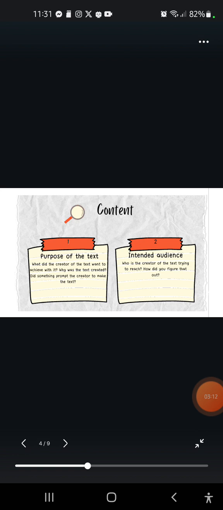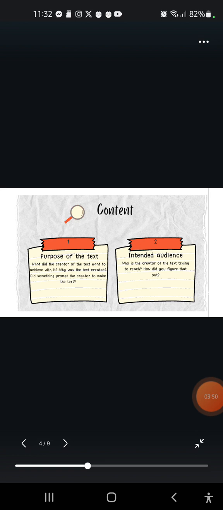So we have here the purpose of the text. What did the creator of the text want to achieve with it? Why was the text created? Like, did something prompt the creator to make the text? You can just answer the following questions, para namang idea. Like, what did the creator of the text want to achieve with it? Pwede rin po na i-follow na yung question, imong tubagon, and then that would be, like, murag tip na po siya, diba?